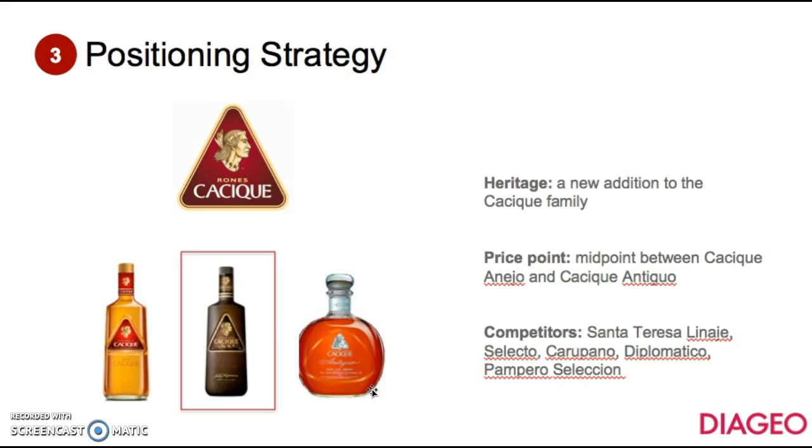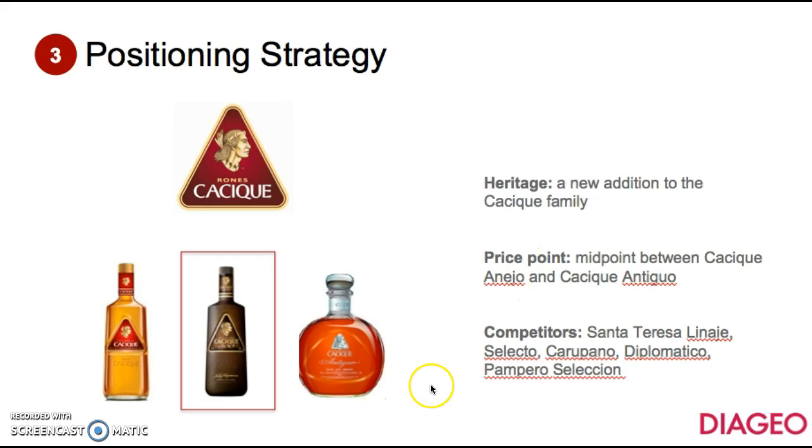So we have the day-to-day rum, which is Cacique Añejo, and then we have the Cacique Antiguo, which is for very special occasions. But we have identified that consumers sometimes like to have a more premium rum, but that doesn't necessarily mean it has to be too premium like Cacique Antiguo is. So that's why Cacique 500 comes into the market. So we want to give another option to consumers who regularly drink Cacique Añejo, but would like to have a more premium version for a different occasion, for example.